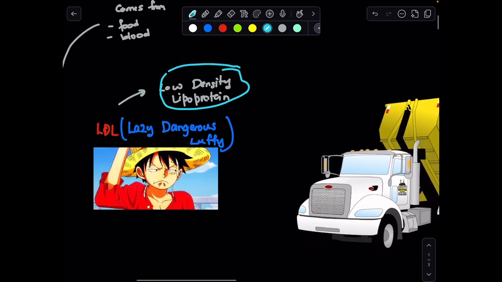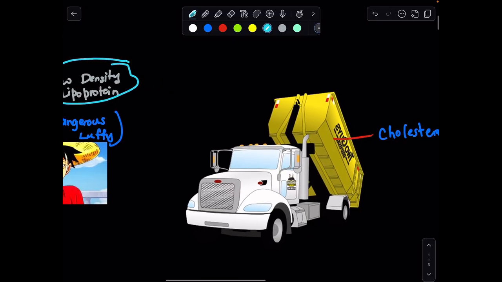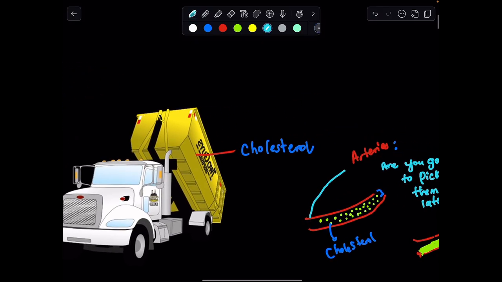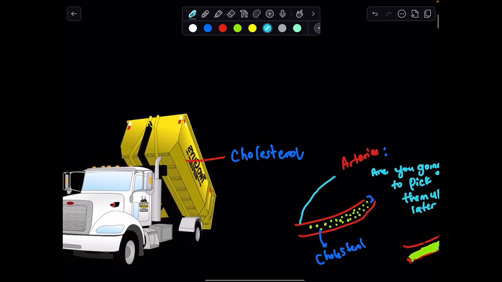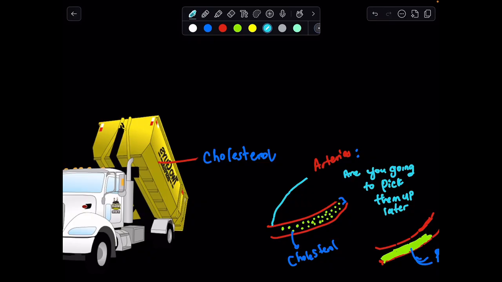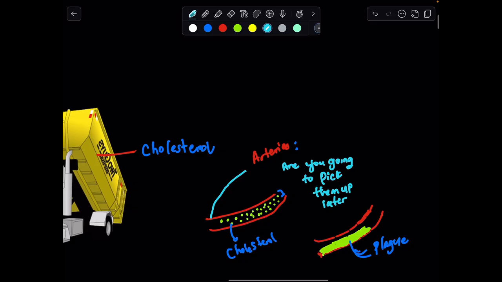So lazy dangerous loopy carries cholesterol from the food. The cholesterol is in the body by this time. So lazy dangerous loopy picks it up, takes it to the arteries, and leaves it there. Just leaves it there. And mind you, lazy dangerous loopy is lazy. So he just leaves the cholesterol there. And guess what the arteries are saying? Are you gonna pick them up later? And because he's so lazy, he's like, no, I'm not. And guess what happens? They build up. It builds up and plays a role in forming the plaque.